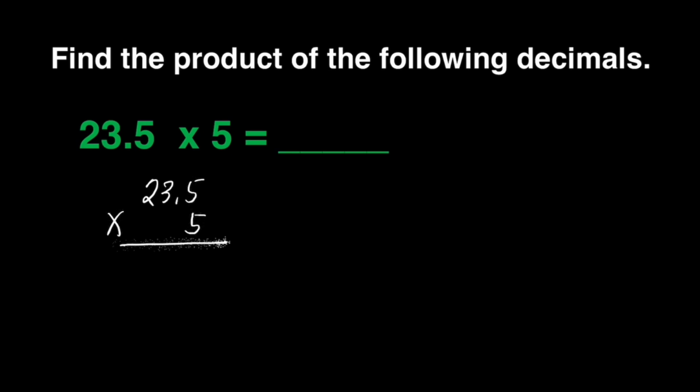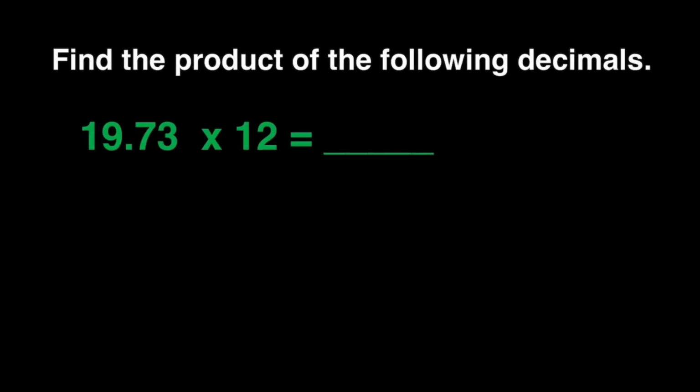Okay. 5 times 5 is equal to 25. Write 5 here, carry 2 at the top of 3. 5 times 3 is 15, plus 2 is 17, carry 1 at the top of 2. 5 times 2 is equal to 10, plus 1, it's 11. Since we have 1 decimal place in our given, that will also be reflected in our product, and that's 1. Our final answer for this is 117 and 5/10. And that's it.